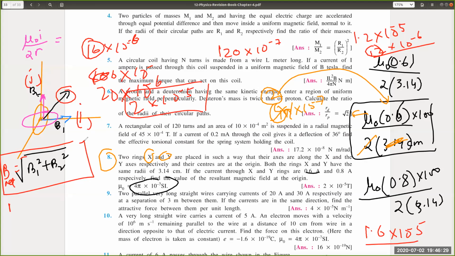Oh, okay. That's why we are doing root and all. Okay. Cool.